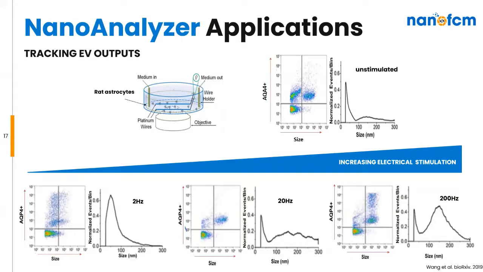When low electrical stimulation was applied, in this case 2 Hz, you can see that there was a shift in the size of these vesicles as well as the expression of aquaporin. And then with this increasing electrical stimulation, you can see that depending on this level of stimulation, the EV profile is very different in regards to the expression of aquaporin 4 and also the size distribution. This is just a really nice way of capturing EV outputs using nanoflow cytometry, and I would recommend checking out this paper.